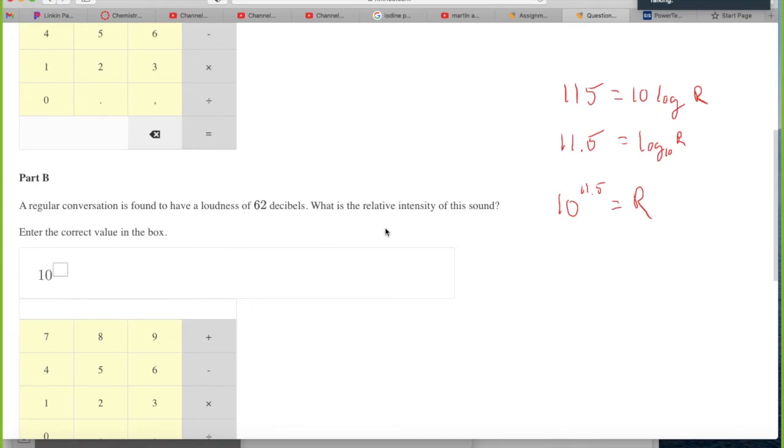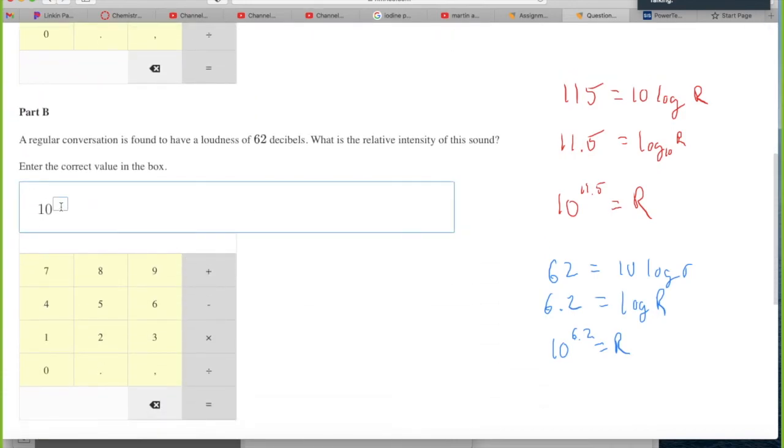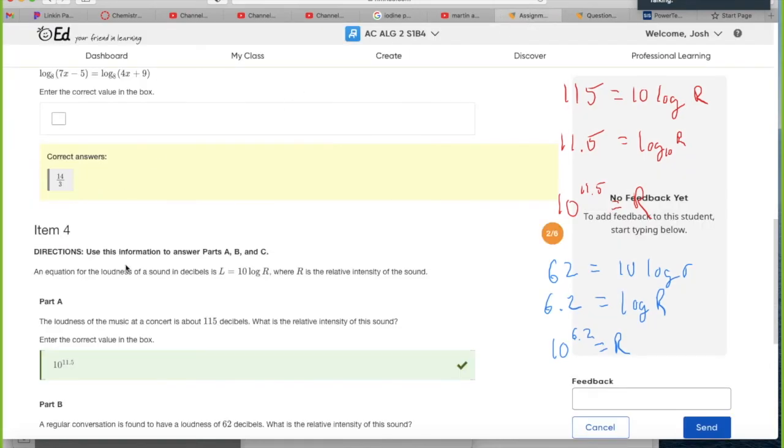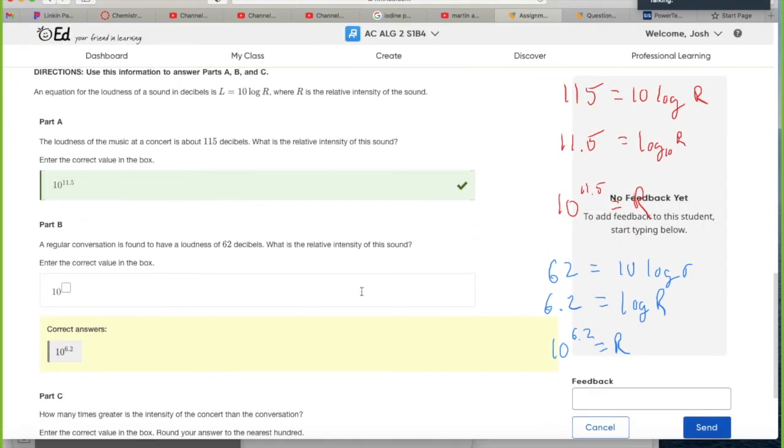So we'll do that in blue. So that's going to be 62 equals 10 log of R. So 6.2, divide both sides by 10, equals log of R. So it's going to be 10 to the power of 6.2 equals R. 6.2. I was just checking to see if it told me that I needed to round anything. I didn't think it did, but whatever. 6.2.